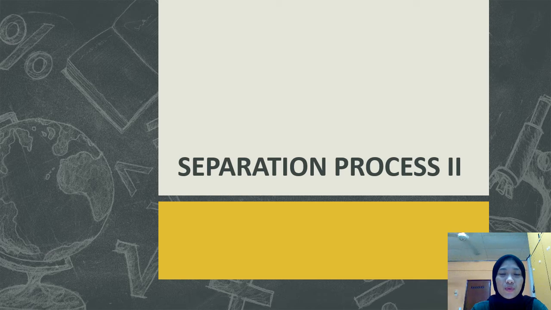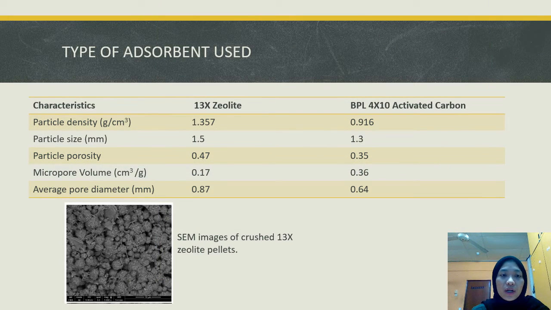For separation process 2, the main focus is on the hydrogen enrichment unit. Therefore, we are required to determine the type of adsorbent used. In our group, the adsorbents used are 13X zeolite and BPL 4 times 10 activated carbon. Here are the characteristics of the adsorbent: particle density, particle size, particle porosity, micropore volume, and average pore diameter. We compared the differences between 13X zeolite and zeolite 5A to see which one is better, and found that 13X zeolite is much more suitable to produce 99.9% hydrogen purity.